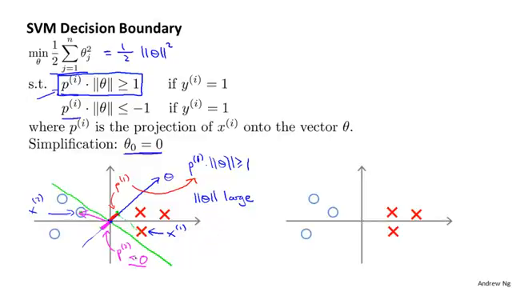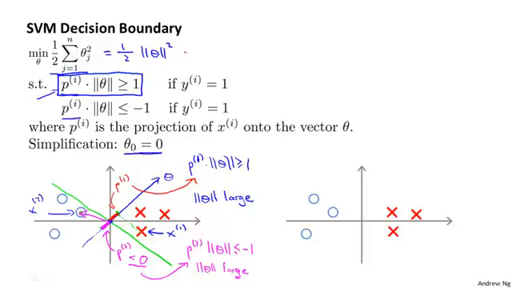And similarly, for our negative example, we need p2 times the norm of theta to be less than or equal to minus 1. And we saw in this example that P2 is going to be a pretty small negative number. And so the only way for that to happen as well is for the norm of theta to be large.